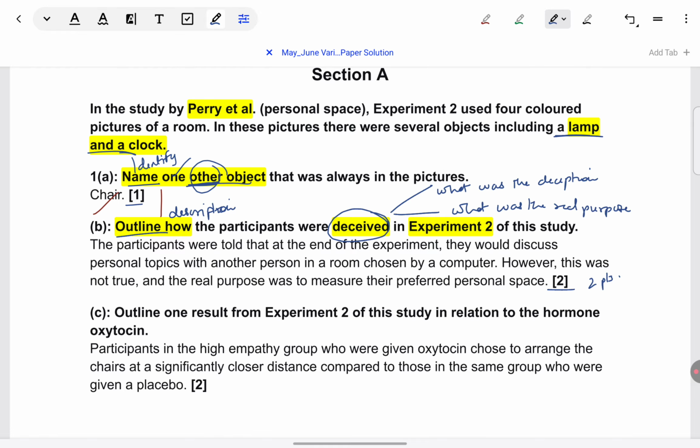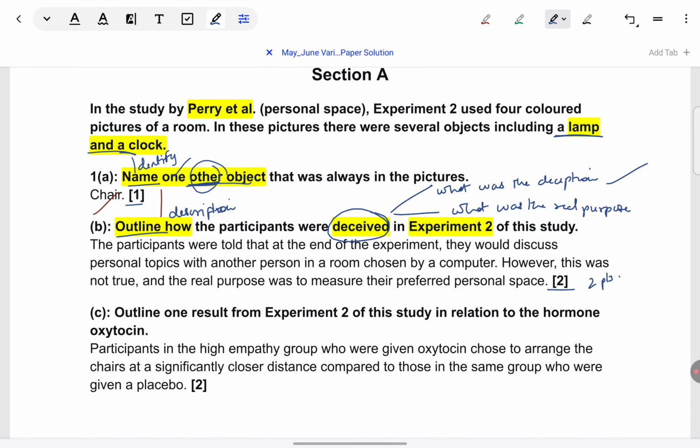Some students give very standard responses, what we call generic. They'll mention what the deception was, then they will say this was done to reduce demand characteristics. One core principle maintained throughout the paper is contextualization. Every answer, every point that you give should be specific and relevant to the study being asked. When you write something generic like this reduces demand characteristics, that is something you could write for any study, not only the one being asked about. So avoid giving such points.